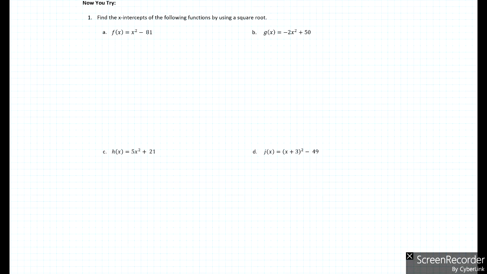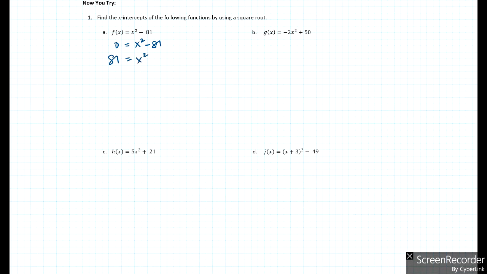So to find the x-intercepts, we always start off saying the function value is equal to 0 and go from here. So f of x is equal to 0, which is equal to x squared minus 81. And when we want to find the solution using the square root method, we want to always isolate the constant term by itself. So we can add 81 on both sides to get 81 is equal to x squared.